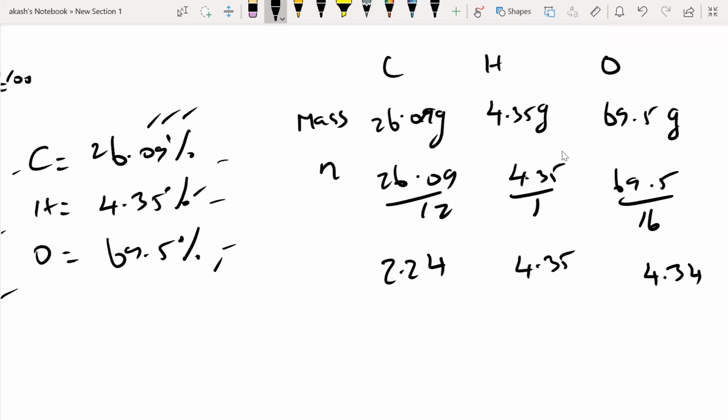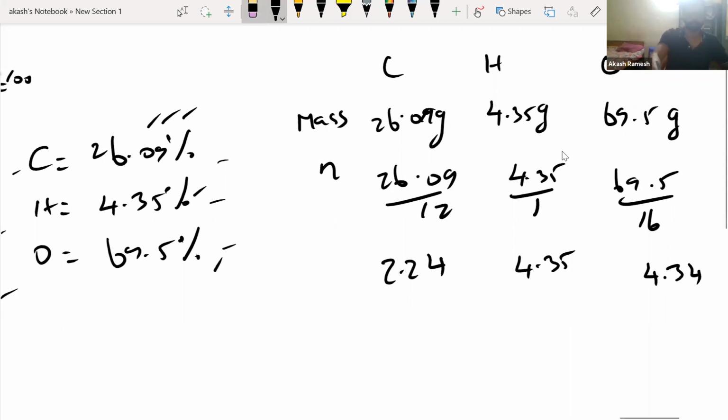Sir, for carbon, isn't it 2.17? Oh, 26.09. Okay, correct. This is 2.17. Right. Absolutely. Okay. This is 4.35 and 4.34. Now what you do is, guys, you will get some numbers here. After you get these numbers, you will choose the smallest number among these three. Obviously in this case, the smallest number is 2.17.